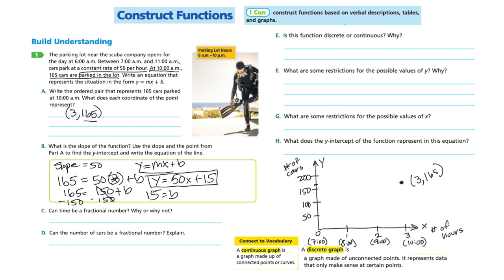So with this, what you want to do is you want to think about whether or not you can measure something in fractional units. And I can measure time in fractional units. I can say it's a quarter past the hour, 1/5 past the hour. And so, yes, time can be measured in fractional units.